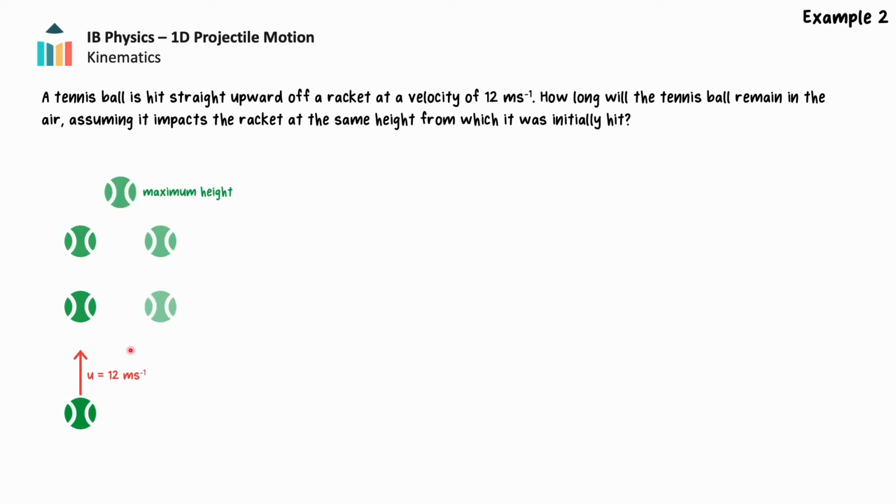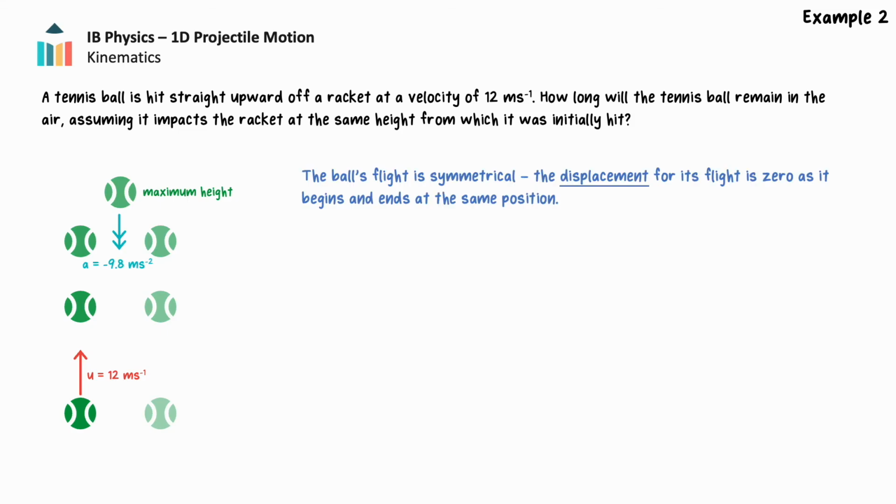We know the initial velocity and the acceleration. Once again, it seems we don't have enough information to solve the problem. That is, until we remember that the ball's flight is symmetrical. When the ball strikes the racket, it will be at the same position as when it left the racket. That is, the ball's displacement for the flight is 0.